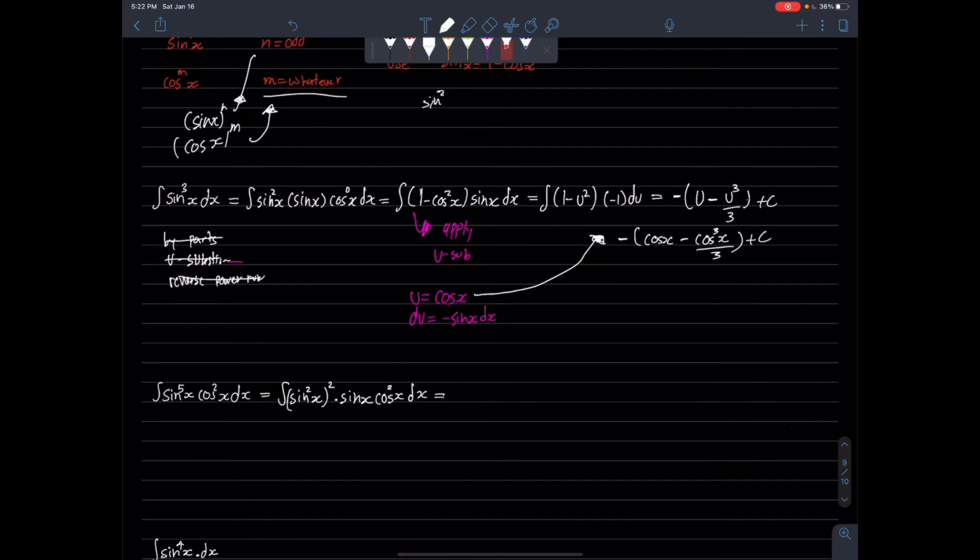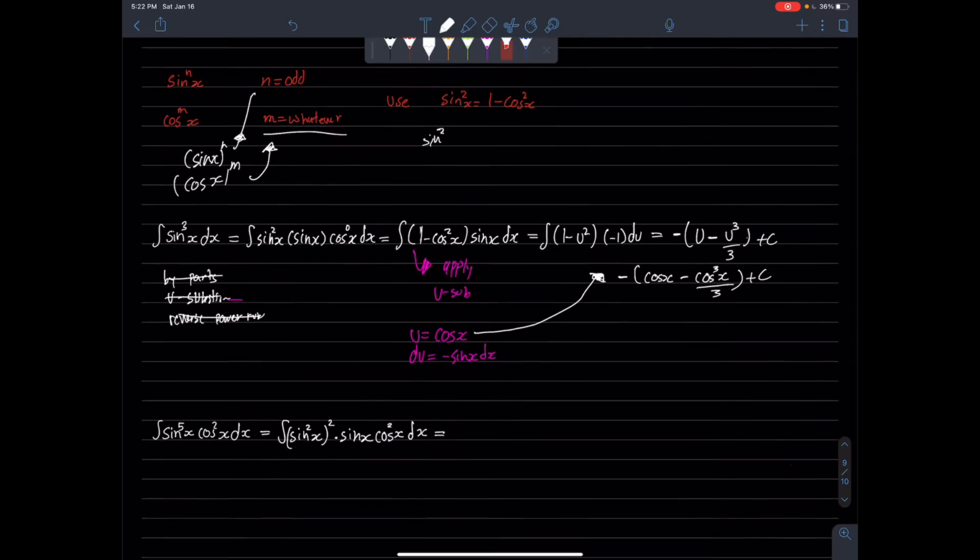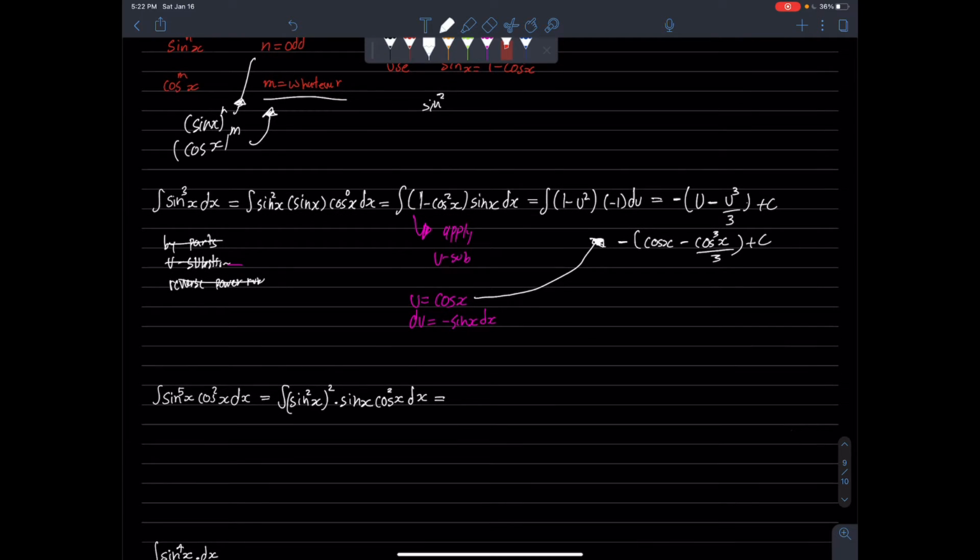dx. Okay, now let's make our substitution. Our substitution was 1 minus cos squared x. Bracket 1 minus cos squared x, that's squared. It's multiplied by sine x, and then it's multiplied by cos squared x. That's what we have. So now what do we do? Well, we just set u equal to cos again.